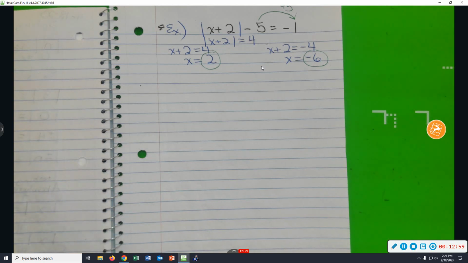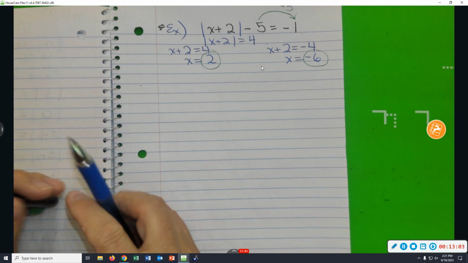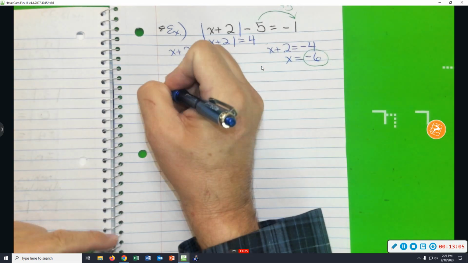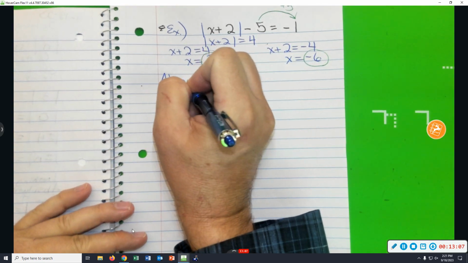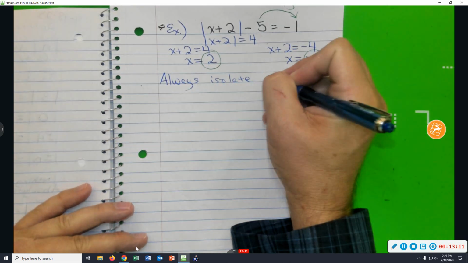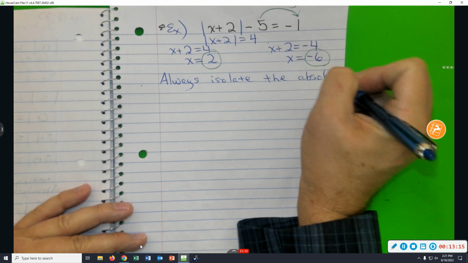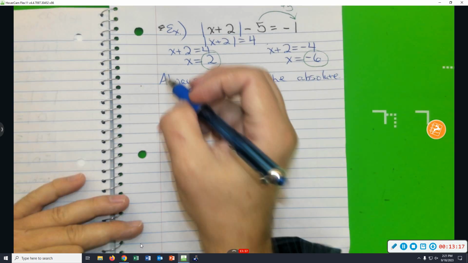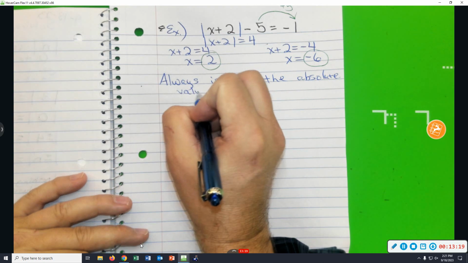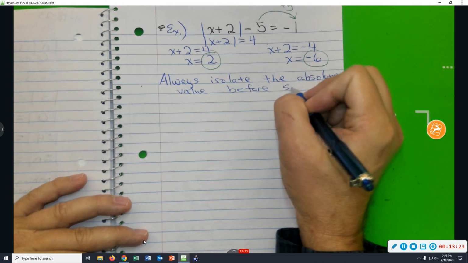Okay? Now, why don't we go ahead and write out the statement: always isolate the absolute value bars first. Always isolate the absolute value before solving.